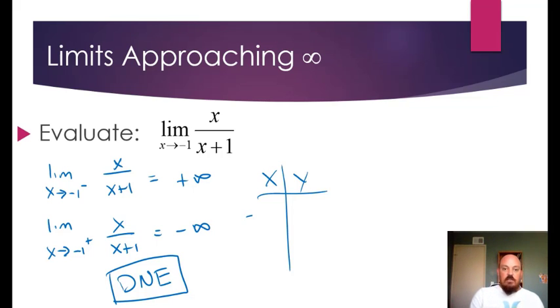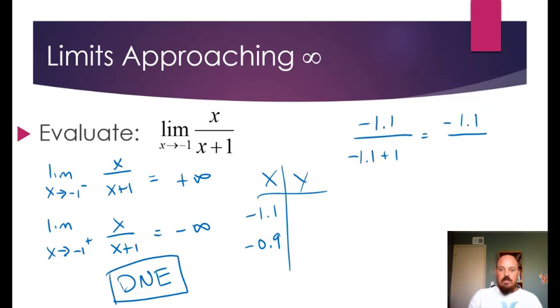So like I might do -1.1, which is a tiny bit smaller, that's on the left-hand side, or negative 0.9, that's a tiny bit bigger, and just see what you get. So for example, if I did negative 1.1, I would have negative 1.1 over negative 1.1 plus 1, which would be negative 1.1 over negative 0.1.